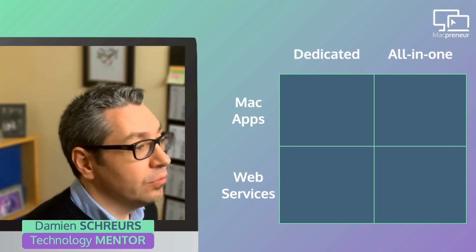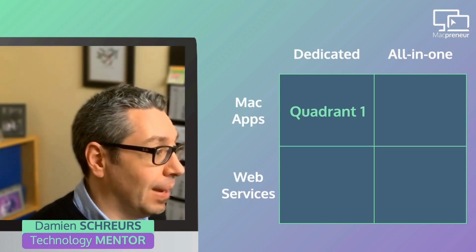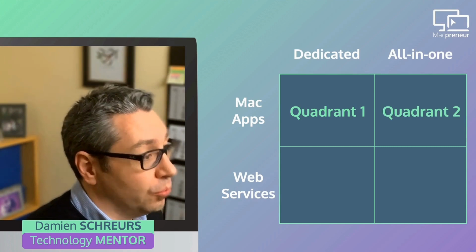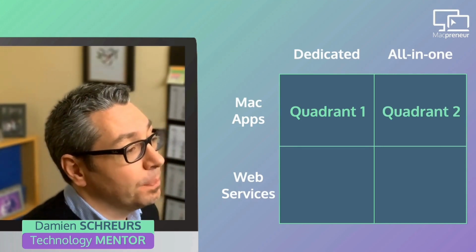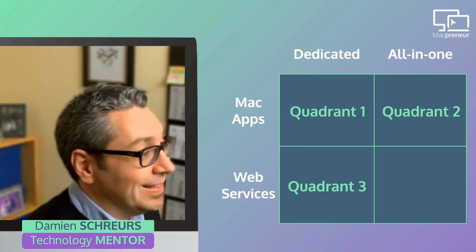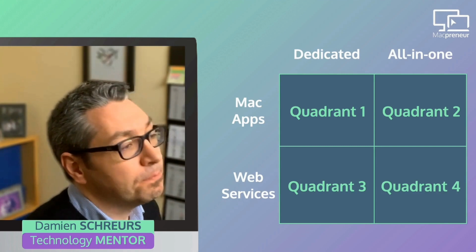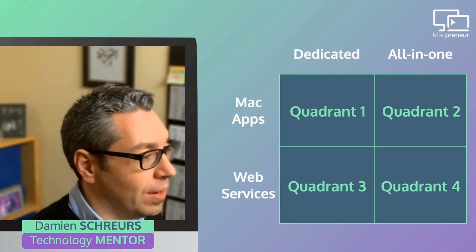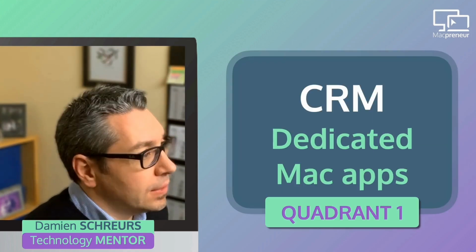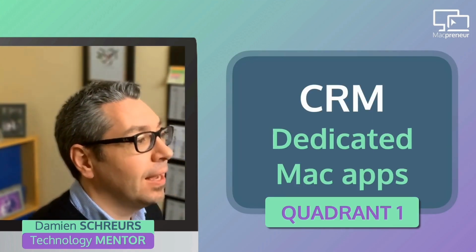So basically, the top left quadrant 1, will be dedicated Mac applications. The top right quadrant would be all-in-one Mac applications. Bottom left quadrant would be dedicated web services, and bottom right quadrant would be all-in-one web services. And so we'll explore these 4 quadrants in this episode. Let's start with quadrant 1, having dedicated Mac applications.